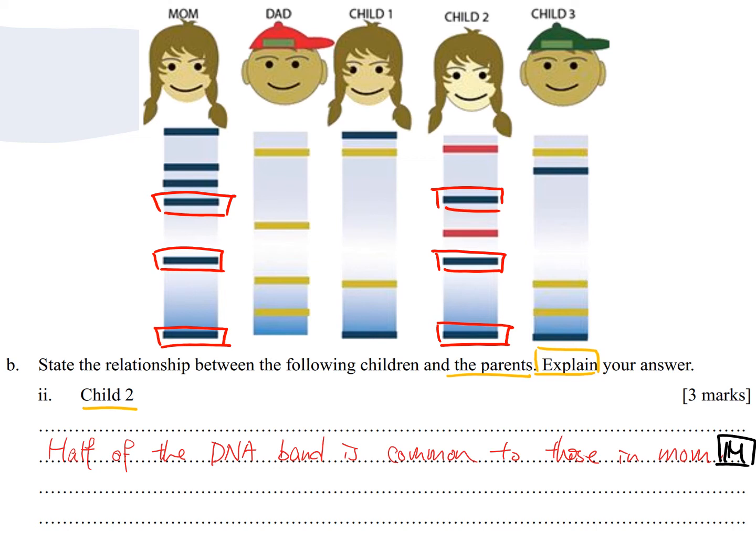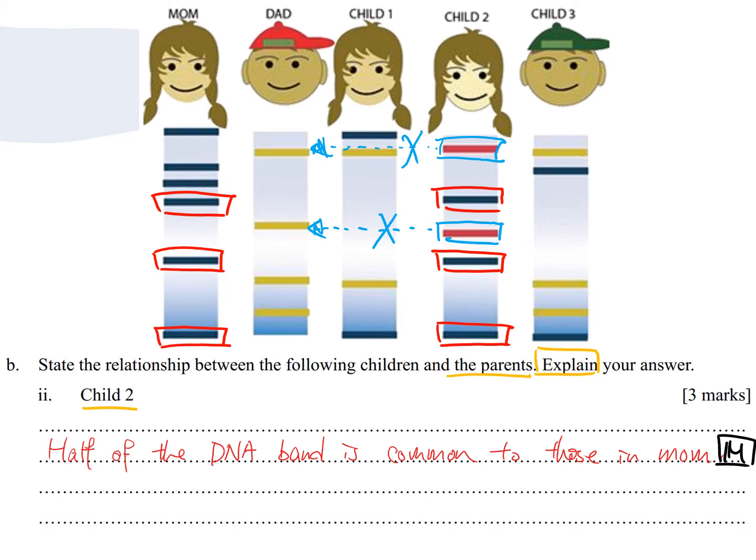You get 1 mark. And then let's take a look at child 2 to see if child 2 have any common binding with daddy. Alright, so let's take a look. Is this common binding? Nope, this is not a common binding. Alright, let's take a look at this. Is this a common binding with daddy? Nope, again, not common binding.